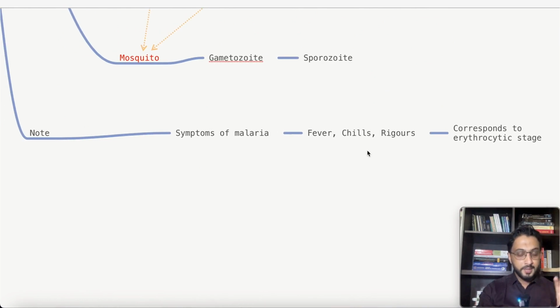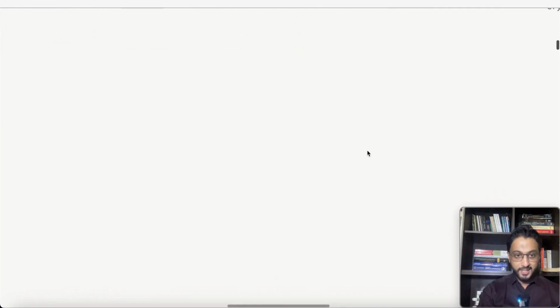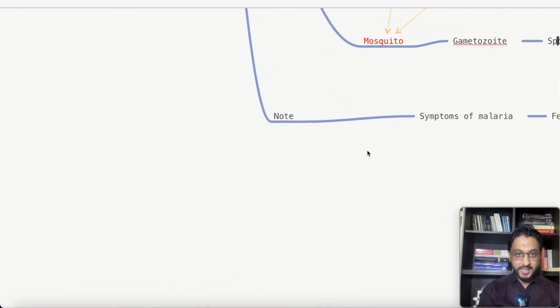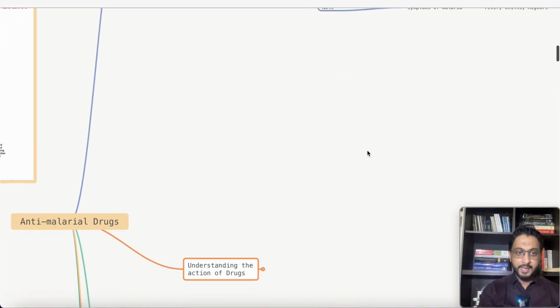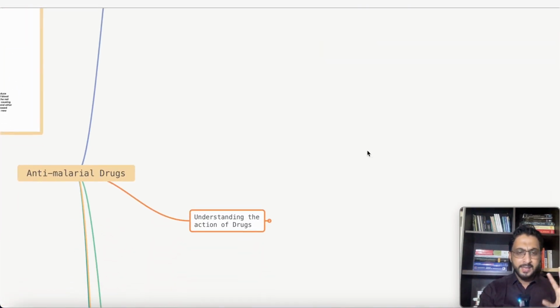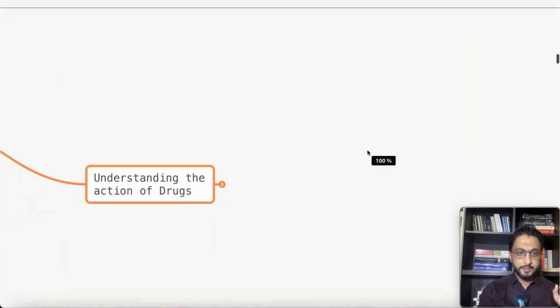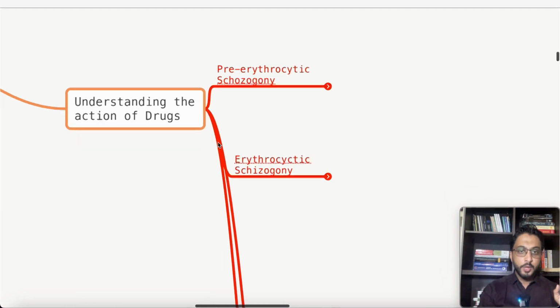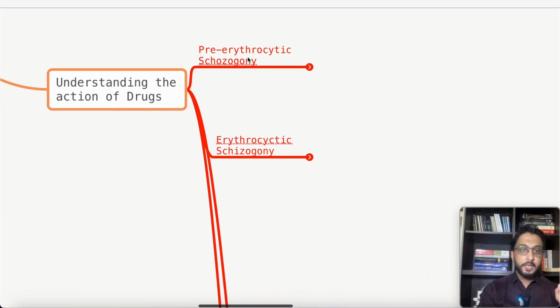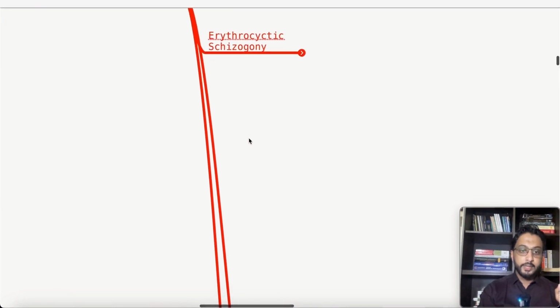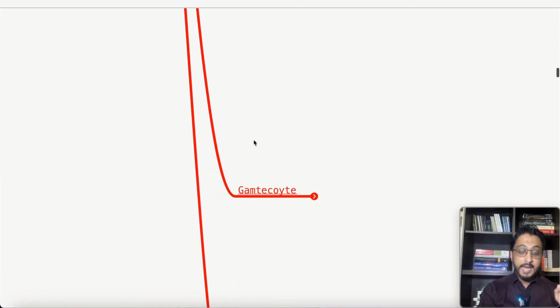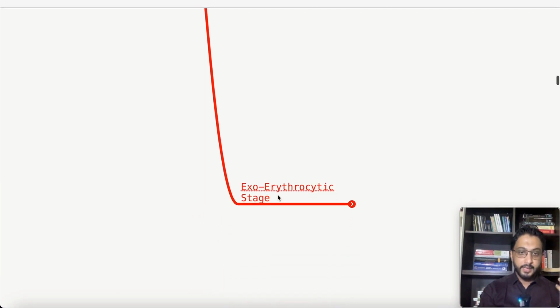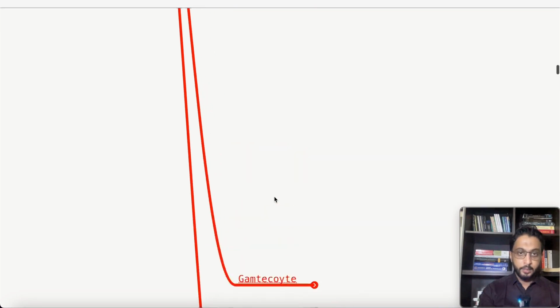Hope you got a basic idea. Okay, if not, review it, watch it again. It's a little confusing area, but yes, once you understand it, it's not a problem. So that's the different stages. Now, understanding the action of drugs. Here also you have to understand the pre-erythrocytic stage, erythrocytic stage, gametocyte, we saw this, the reproductive, then exoerythrocytic, I'll tell you what it is.